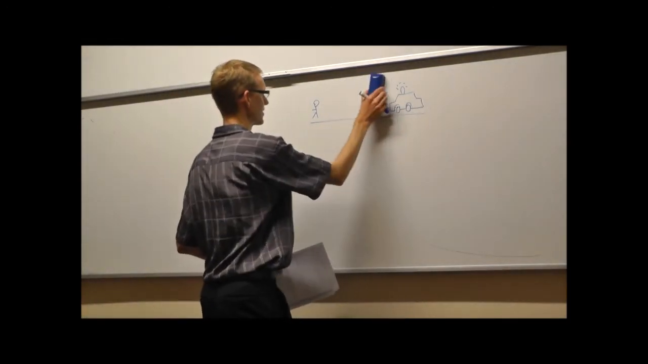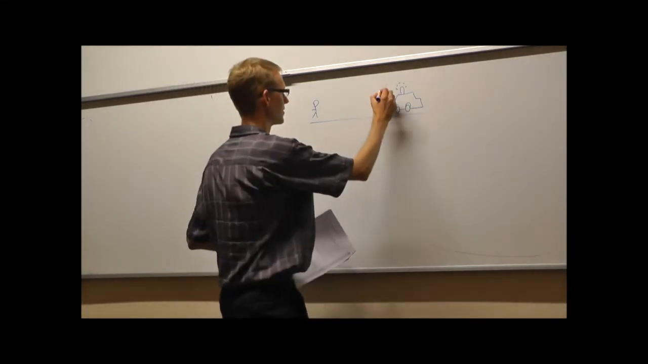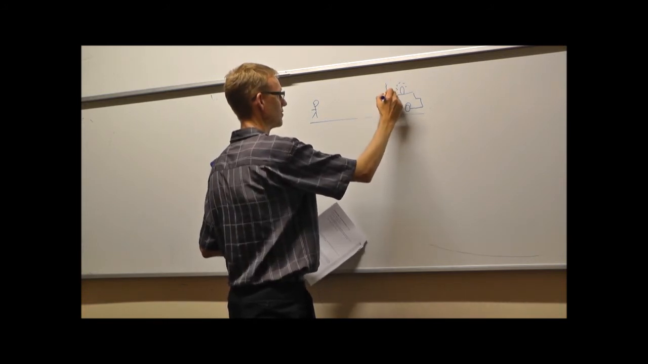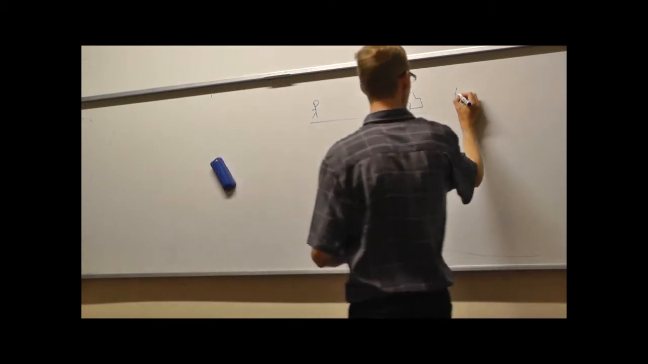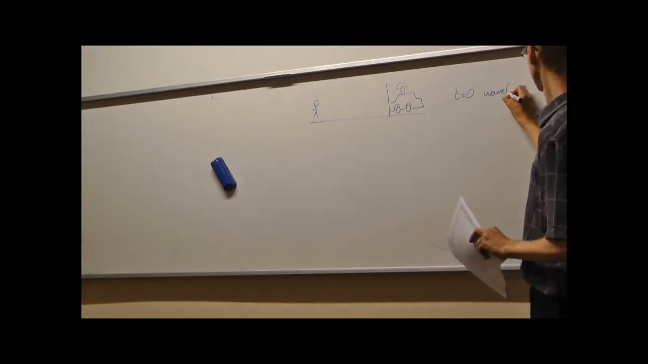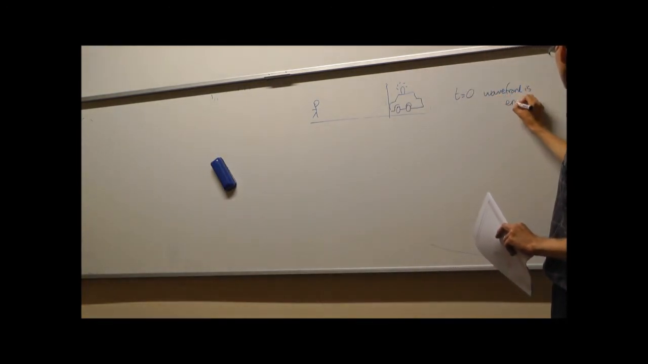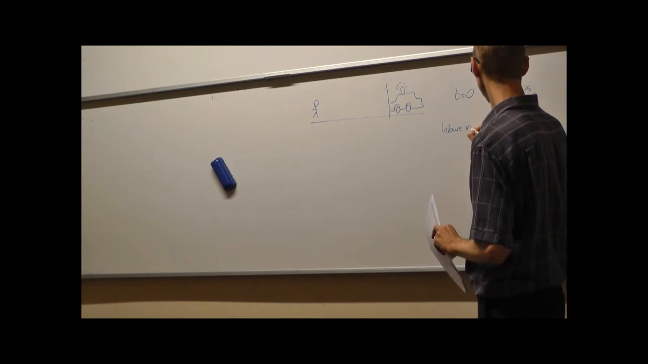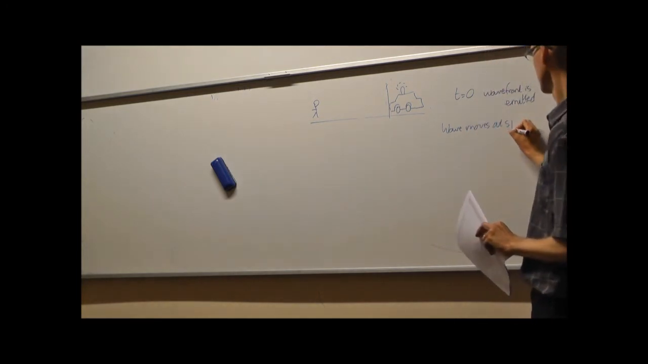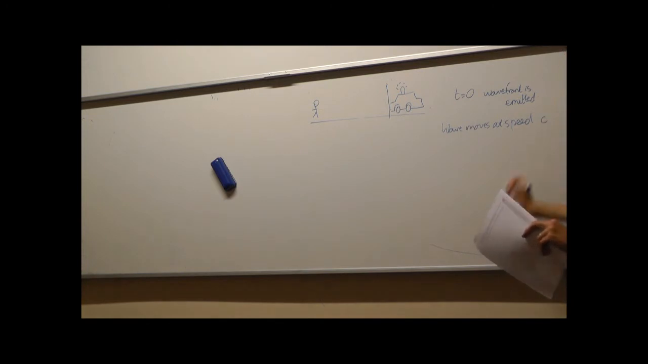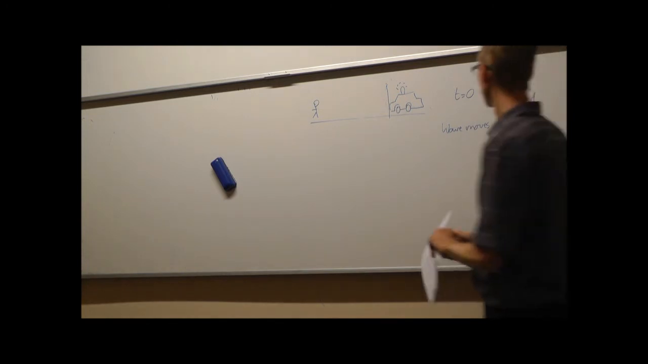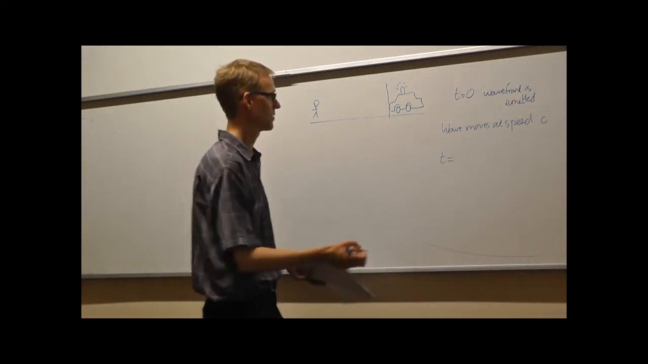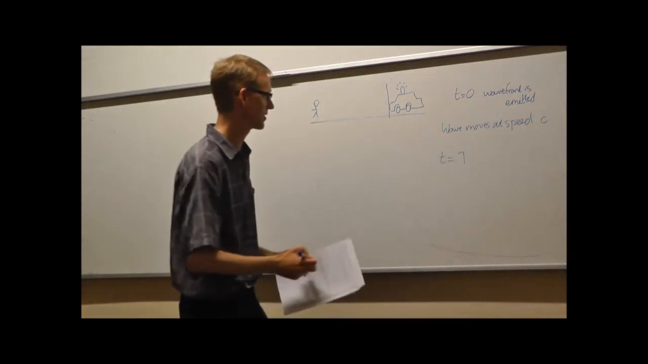So let's just draw it like this. At t equals 0, let's say a wavefront is emitted. I would say the wave moves at speed c. That's usually the symbol we use for wave speed. So at t equals some time in the future, let's call it capital T.